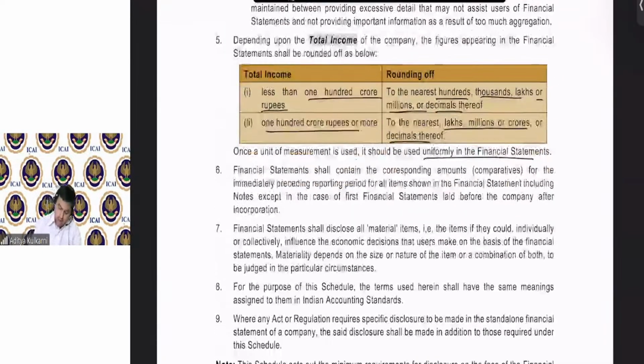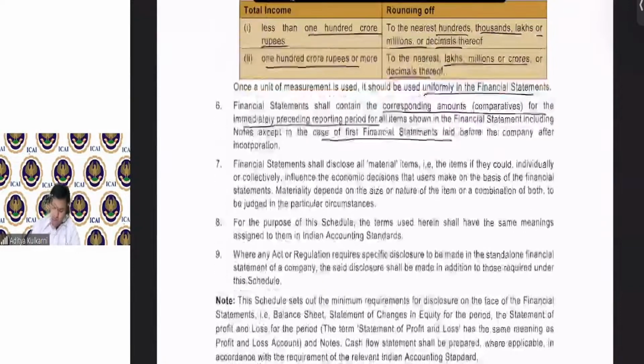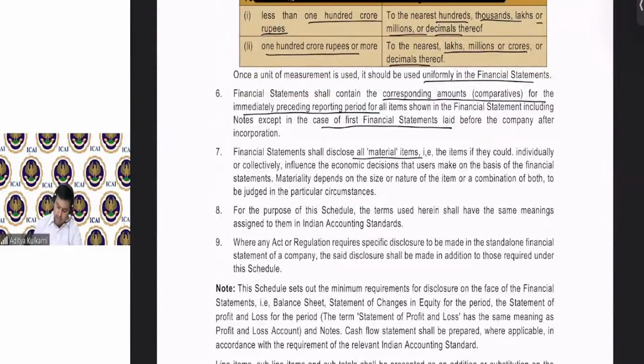Okay. It shall contain the comparatives, that is corresponding amounts for the immediately preceding reporting period, except in the case of first financial statements laid after incorporation, obviously. Okay. Disclose all material items. That is, material items which individually or collectively could influence the economic decisions that the users make on the basis of the financial statements.